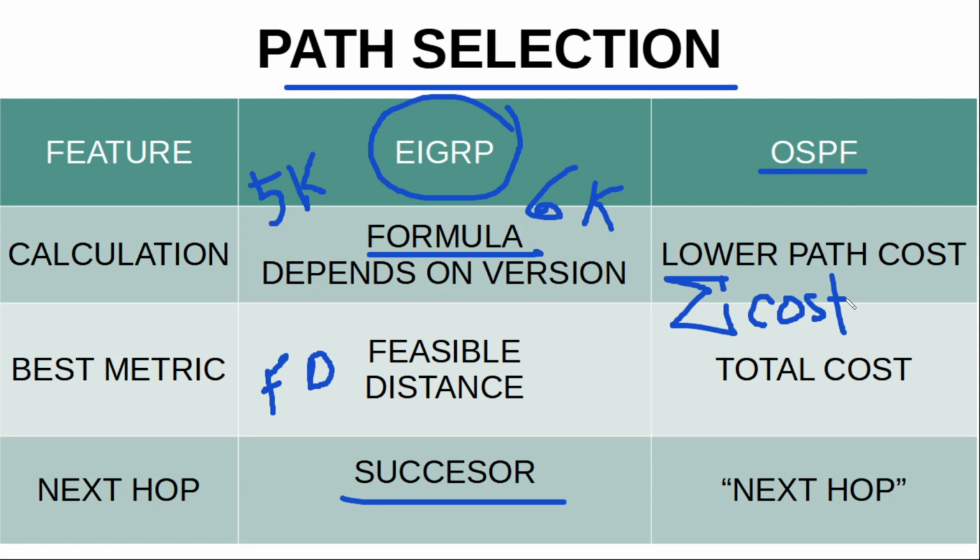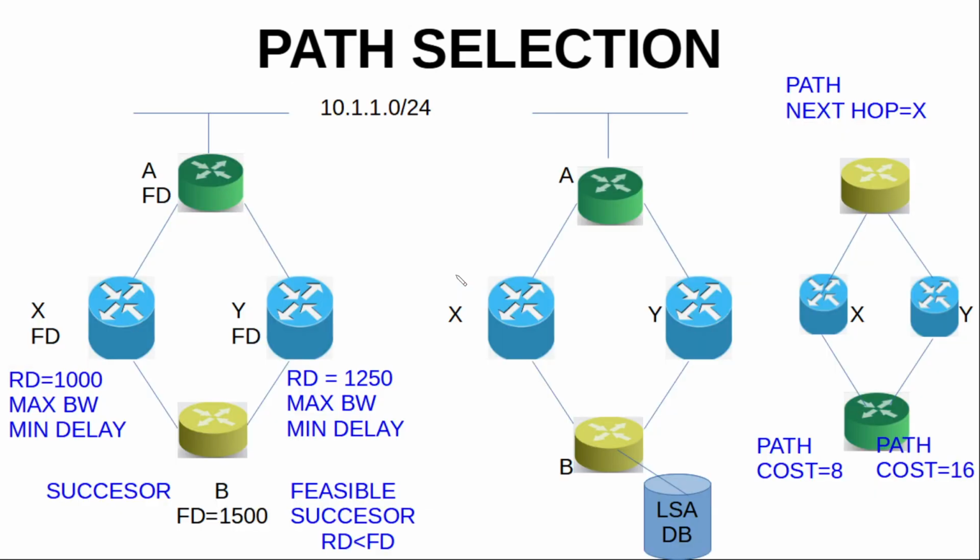For OSPF, we are going to calculate the summation of cost from the current router to each destination. For each destination, the path that has the lower summation of cost becomes the best metric. So we are going to calculate this total cost, and the router that allows us to reach each destination is going to be called the next hop. Now let's see how EIGRP operates in detail.